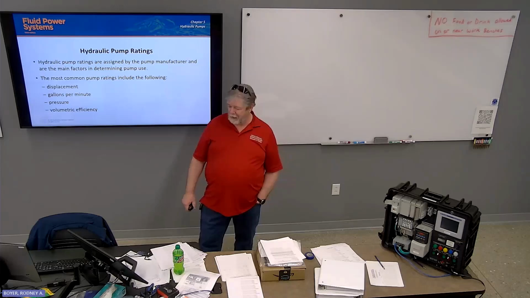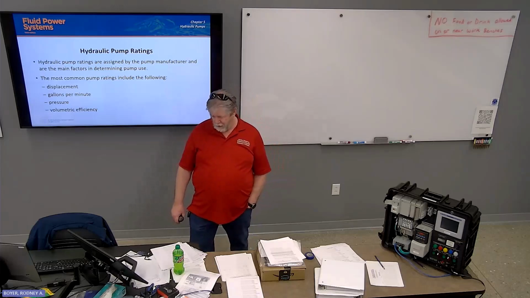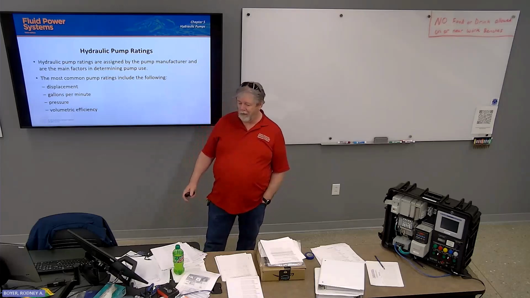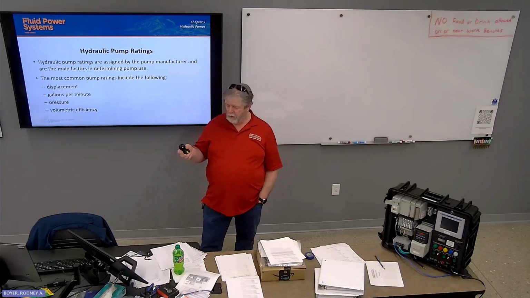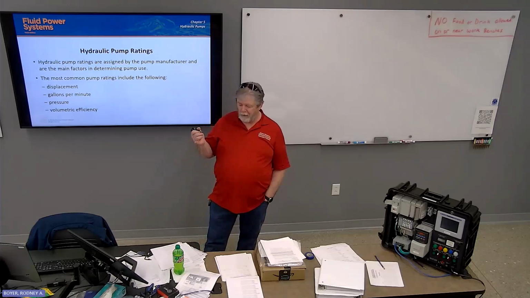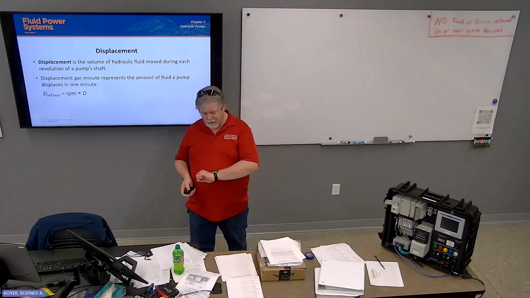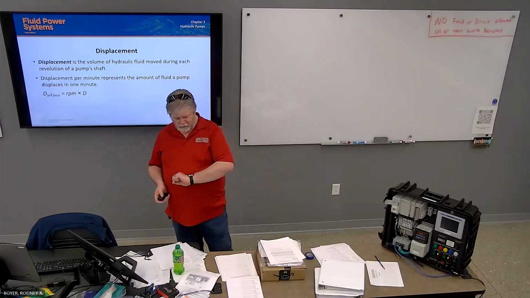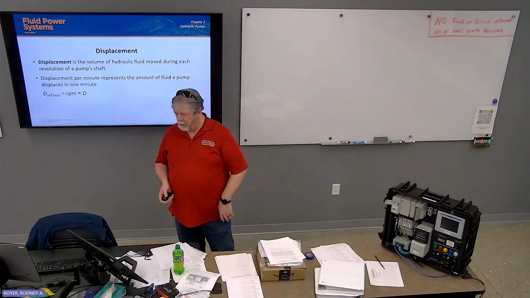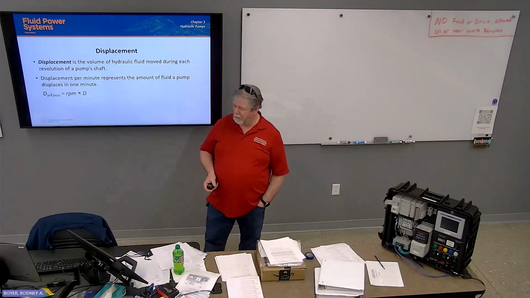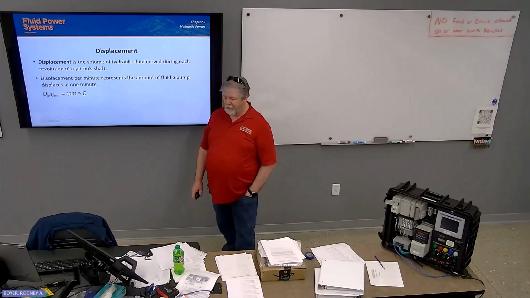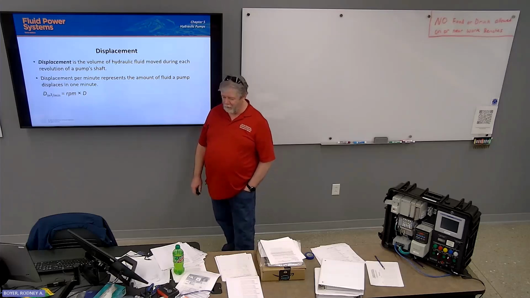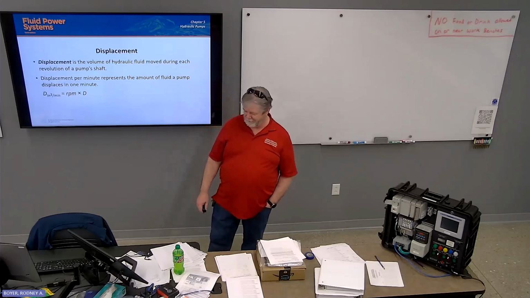Hydraulic pump ratings are assigned by the pump manufacturer and are the main factors in determining pump use. Most common pump ratings include the following: displacement, gallons per minute, flow rate, pressure, and volumetric efficiency. Displacement is the volume of hydraulic fluid moved during each revolution of the pump shaft. Displacement per minute represents the amount of fluid a pump displaces in 1 minute.